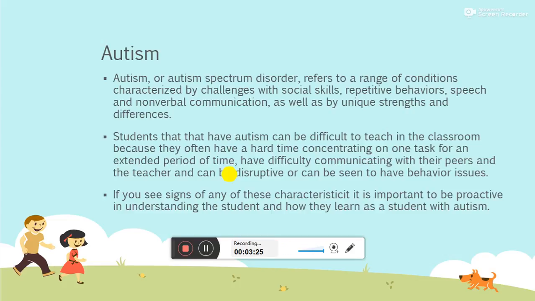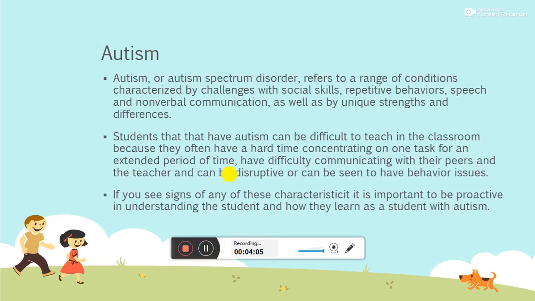So, autism spectrum disorder refers to a range of conditions characterized by challenges with social skills, repetitive behaviors, social speech and nonverbal communication, as well as unique strengths and differences. The communication aspect of autism is really important in the classroom because it's going to be hard for these students to communicate with their teachers and let their teachers know what these students need and how teachers can best help them.